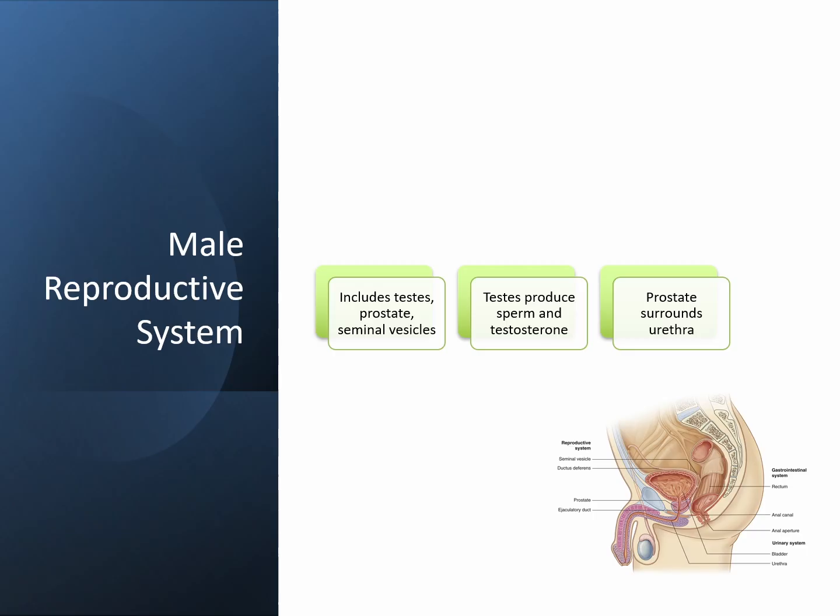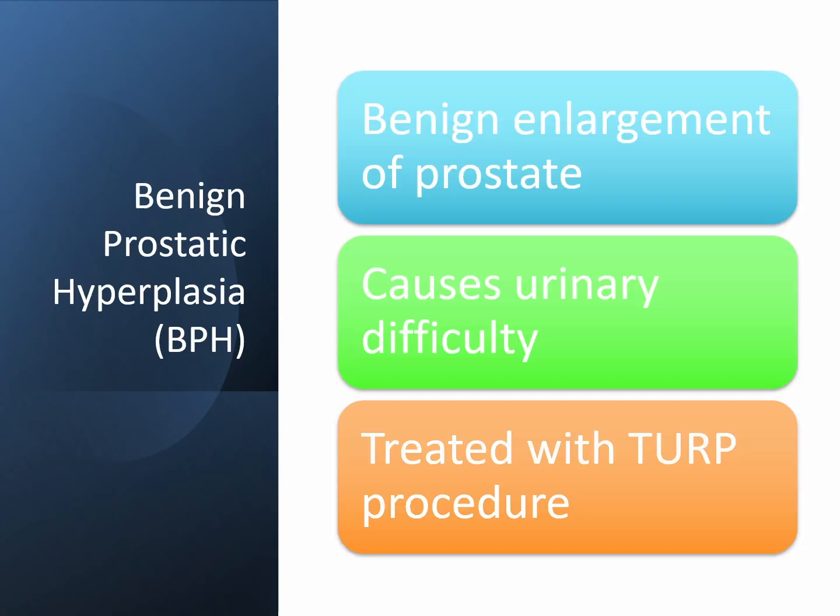We are going to be talking about the male reproductive system. Benign prostatic hyperplasia is a non-cancerous enlargement of the prostate gland. It is very common in older males. Usually it affects men over the age of 50. The cause is unknown, but BPH is linked to aging and hormonal changes.